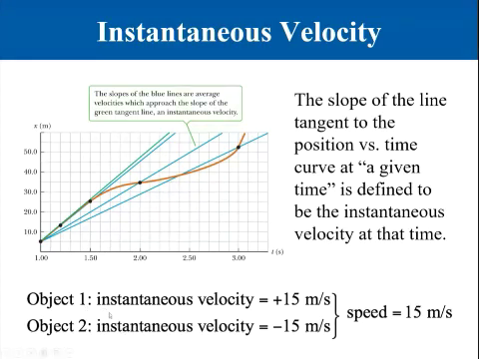So here the instantaneous velocity is 15 meters per second. The slope is positive. The slope can also be negative. If it is negative, then the instantaneous velocity will be negative. In both cases, the speed is 15 meters per second.